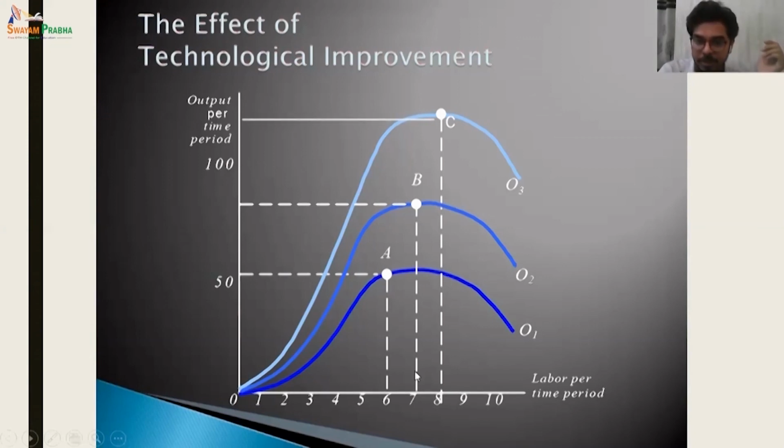See over here, with 6 you are manufacturing 50, over here probably with 6 you are manufacturing 70 or 80, and with 6 probably you are close to manufacturing 100, right? The same thing happens with 8: you are manufacturing 50, with 8 you are manufacturing something close to 75, and over here with 8 you are manufacturing 100. So with the same kind of production configuration, your total quantity of production is just multiplied by a certain number. Yes, that is the effect of technological improvement.